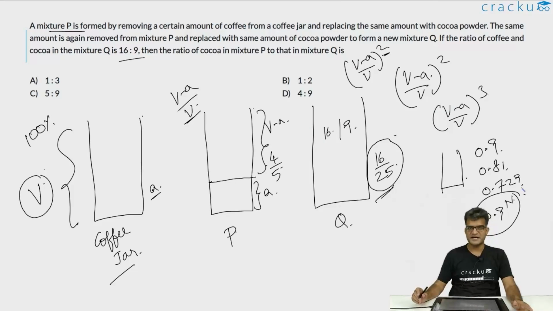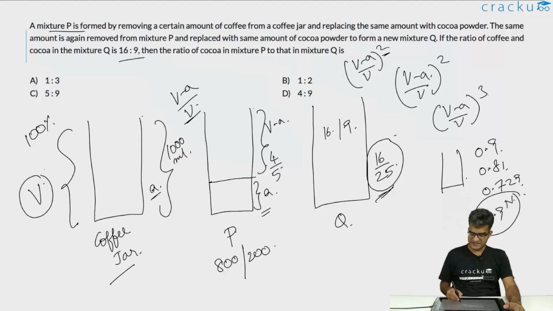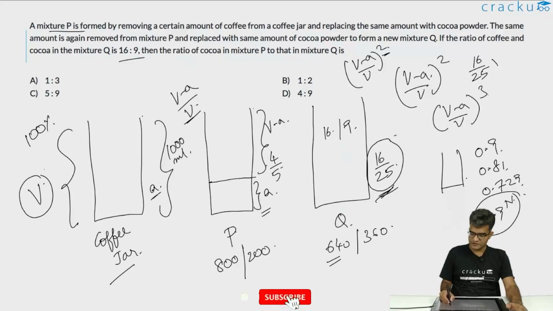See how this actually works. If you assume that the initial volume of the coffee jar is, say, 1000 ml, the amount of coffee in mixture P will be 800 and the amount of cocoa will be 200. Similarly, in mixture Q, the amount of coffee will be 640 and the amount of cocoa will be 360. How did we get 640? It is just 16 by 25 into 1000.